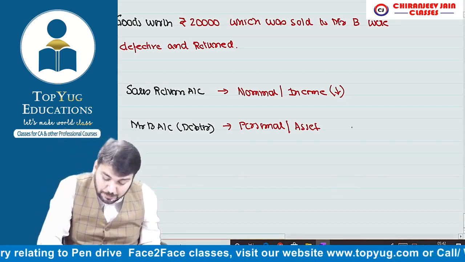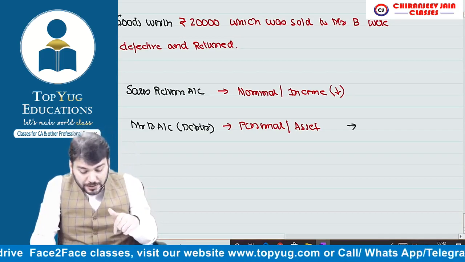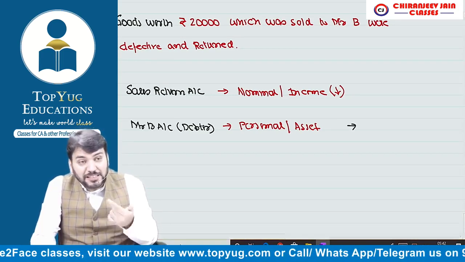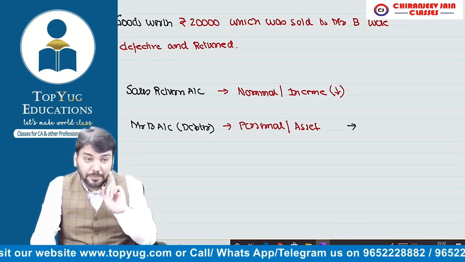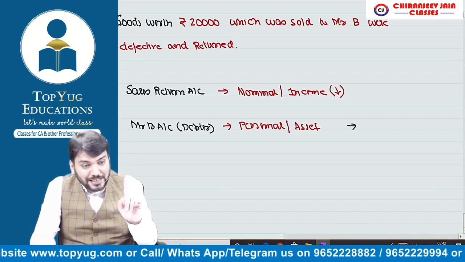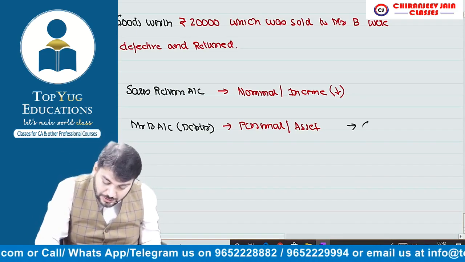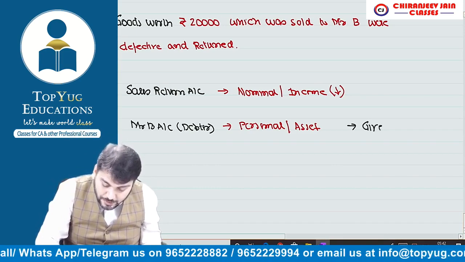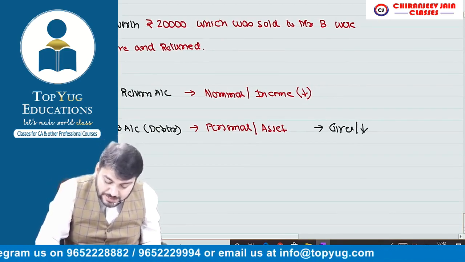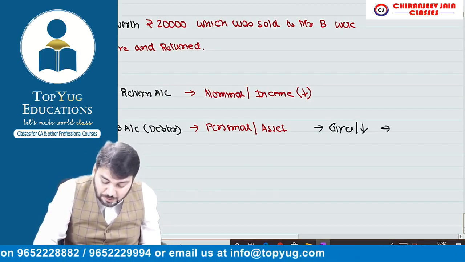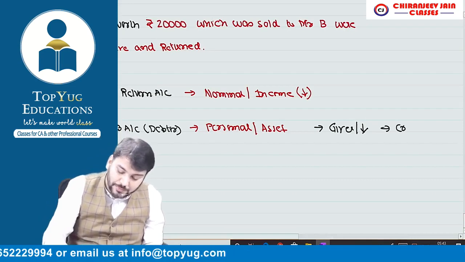Now, Mr. B is a personal account. So can I say here the business has received goods from Mr. B once returned. So debit the receiver, credit the giver. So Mr. B is a giver of goods. So here the giver has come. Giver. And it is a decrease in asset. So can I say it will be credited? It will be credited. Correct?